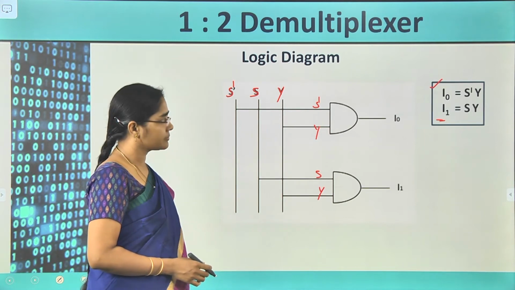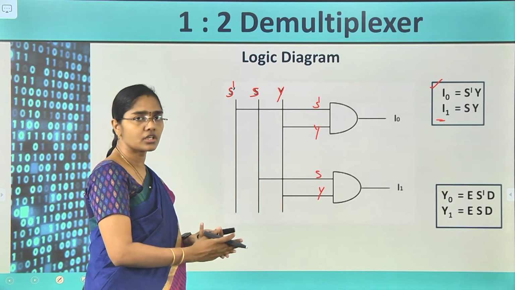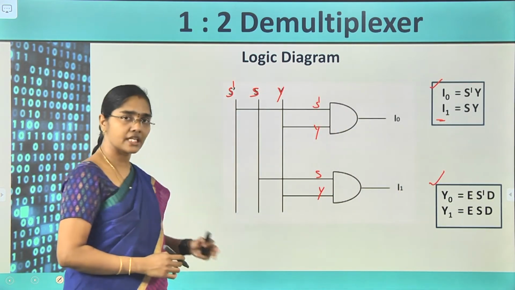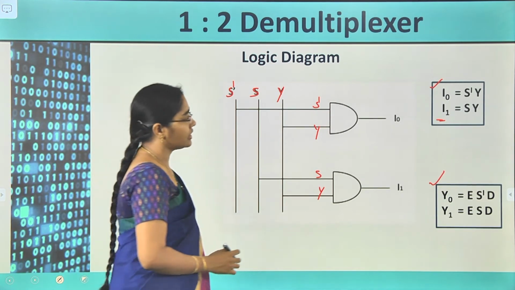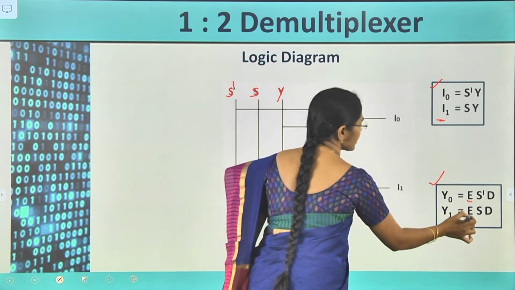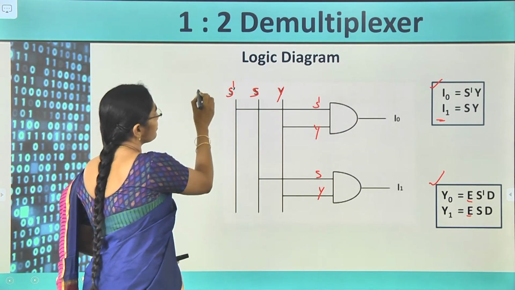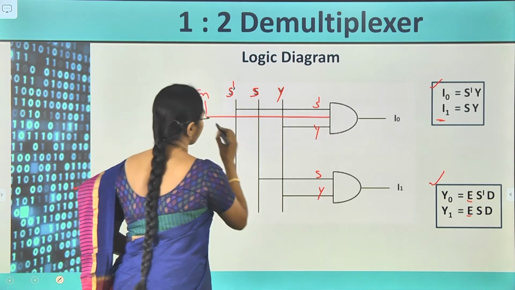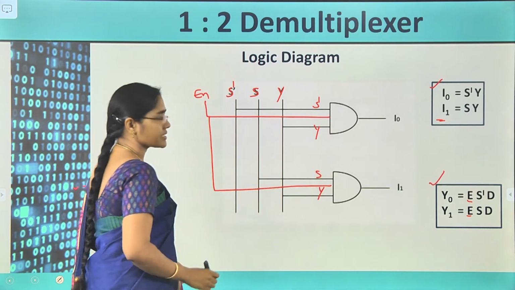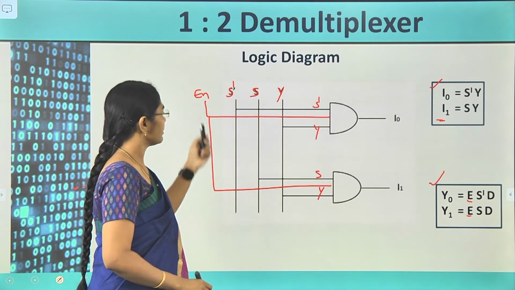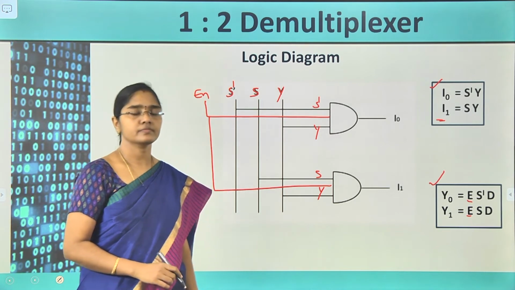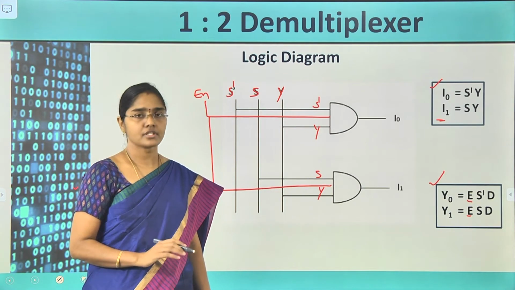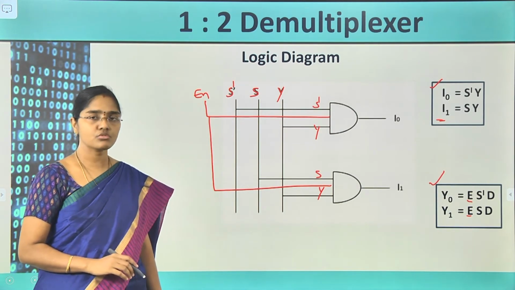If I want to draw a logic diagram for the logic expressions of the demultiplexer with enable pin, then what is the change? Simply, the enable signal is added to the existing diagram. So put one more enable signal and add it to the two AND gates. This is the logic diagram if the enable pin is also added. Okay. So with this, we have seen the design of the 1:2 demultiplexer. I hope you understood the design of the 1:2 demultiplexer.